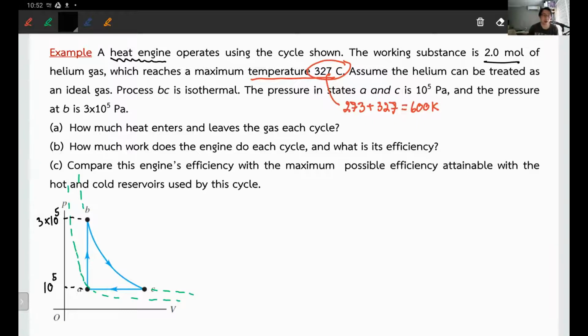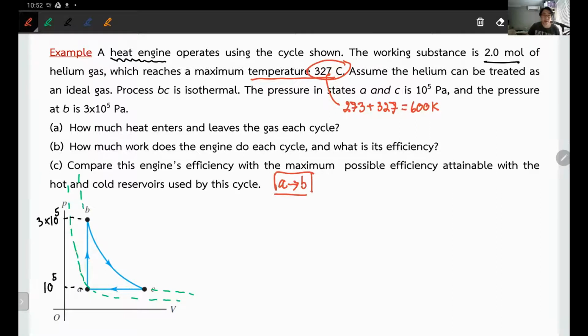Let's get going. Part A. How can you figure out the heat involved in this process? You do just like what you did with the previous exercises. So you break this into sections, of course, because you have A to B, B to C, C back to A. So I'm going to do it one more time, just like the previous exercises. Let's go for it. I'm going to start from A to B.